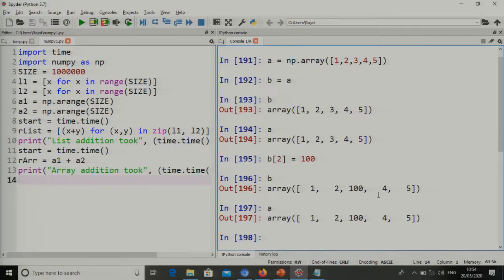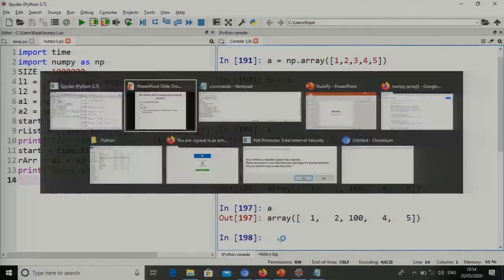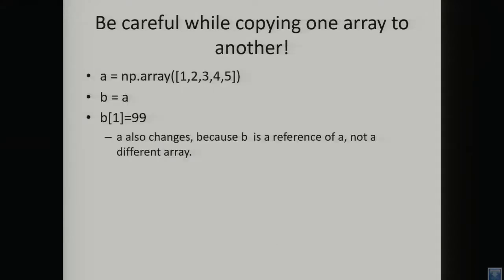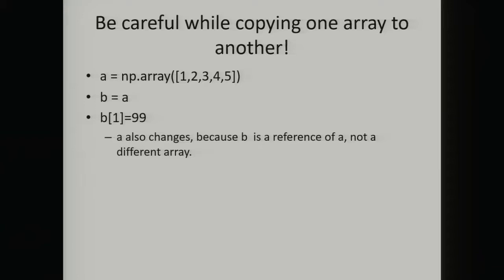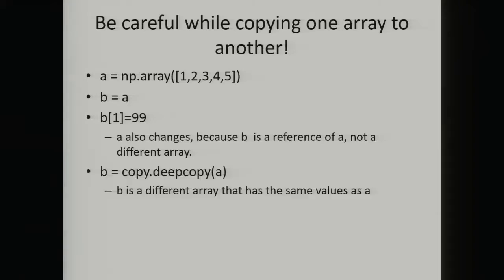How do we prevent this from happening? If you do this, then A also changes, because B is a reference of A and not a different array. So how do we prevent this from happening? We already have seen this: copy.deepcopy A to B. In this case B is a different array that has the same values as A.